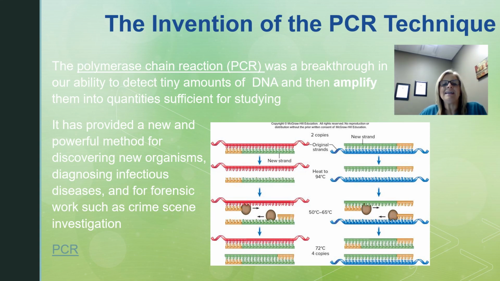Around the 1980s, we came up with the polymerase chain reaction. This was a huge breakthrough because it gave us the ability to detect tiny amounts of DNA and amplify them, or increase them, so that we could see them and study them. So I'm going to link this video. You need to be sure and watch it because it shows you how this is done.